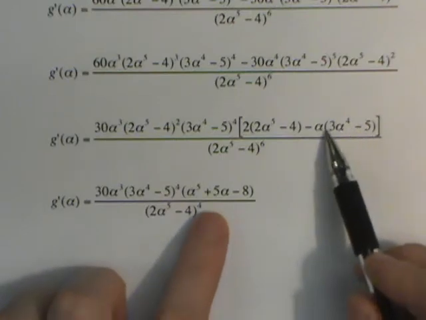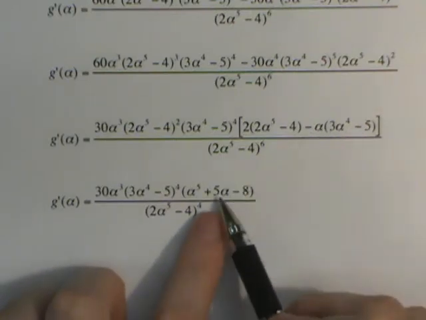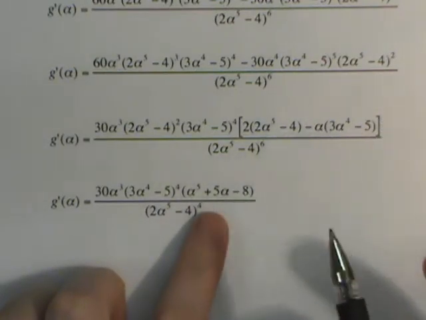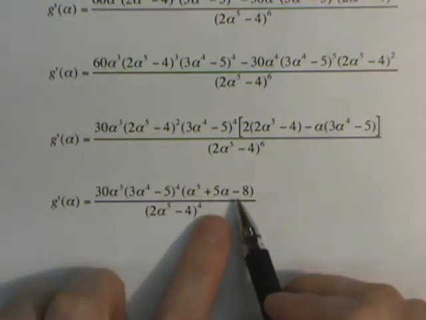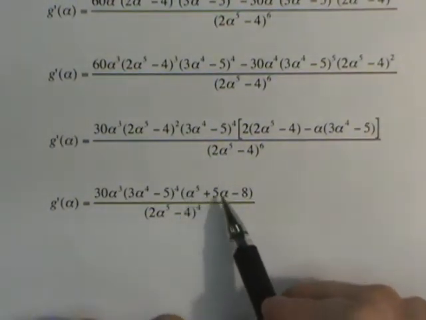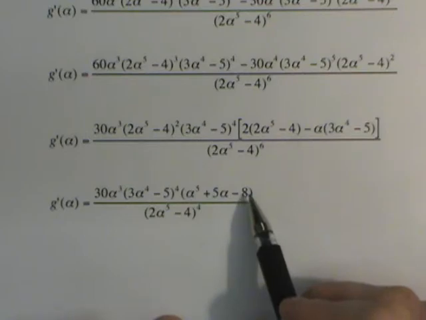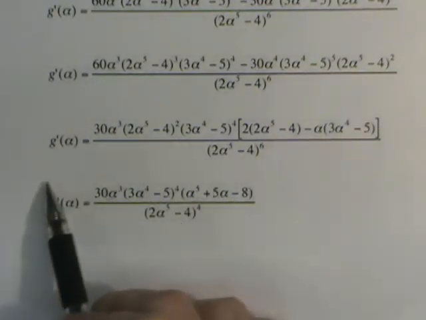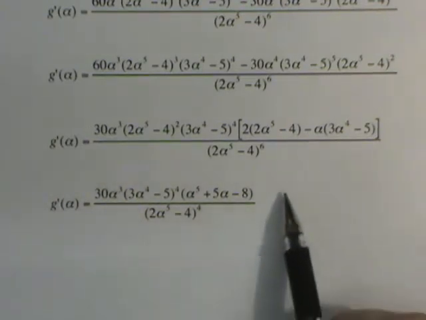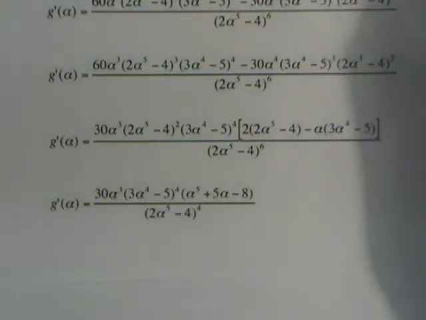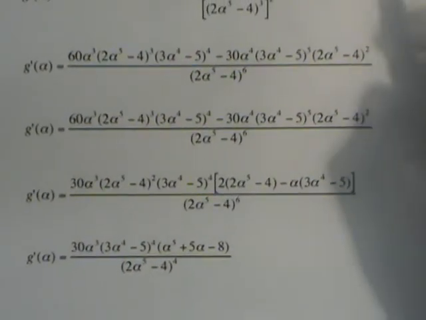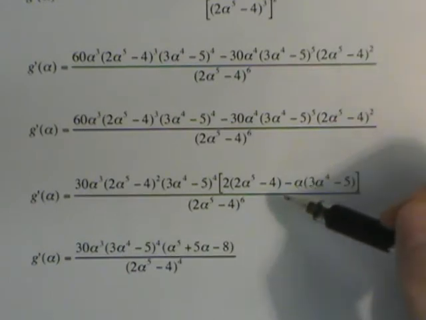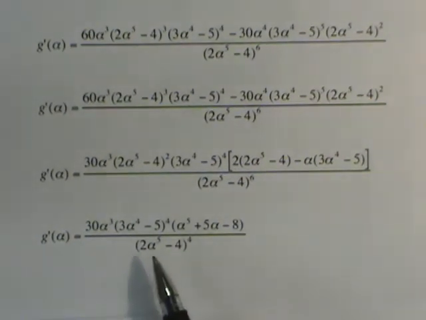This became plus 5 alpha to the 5th, plus 5 alpha, and minus 8. So that was alpha to the 5th plus 5 alpha minus 8. That's what this bracket simplified to. And there's my final derivative. Okay, so this went from a very complicated expression down to something not quite as complicated.